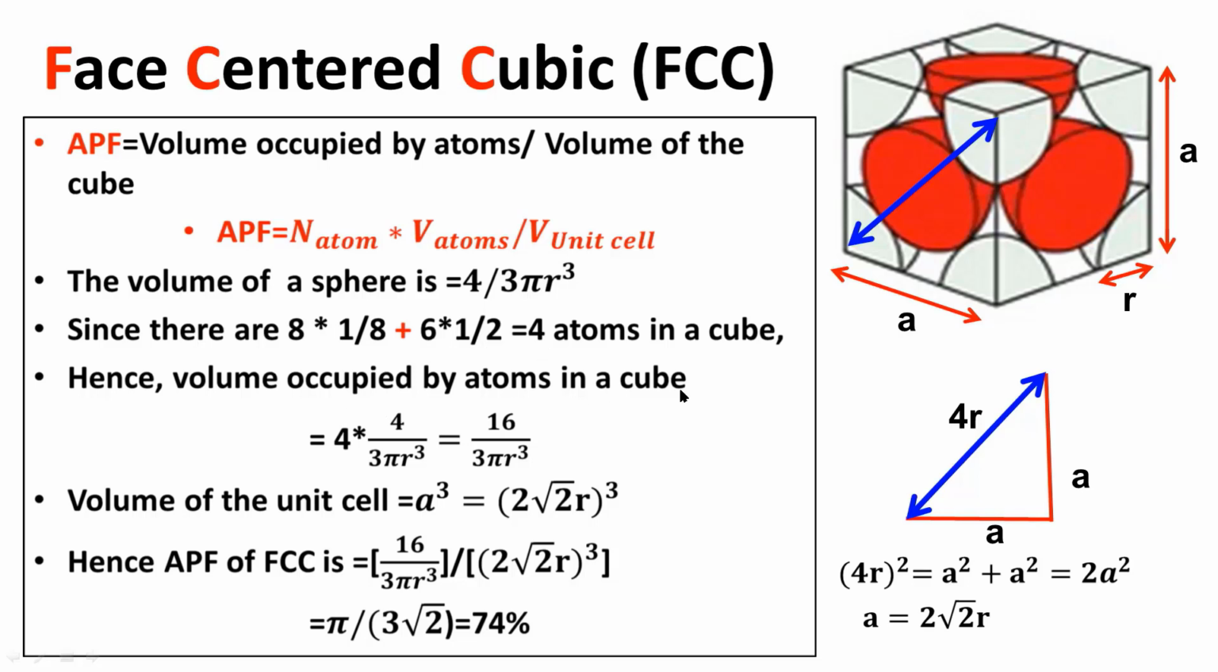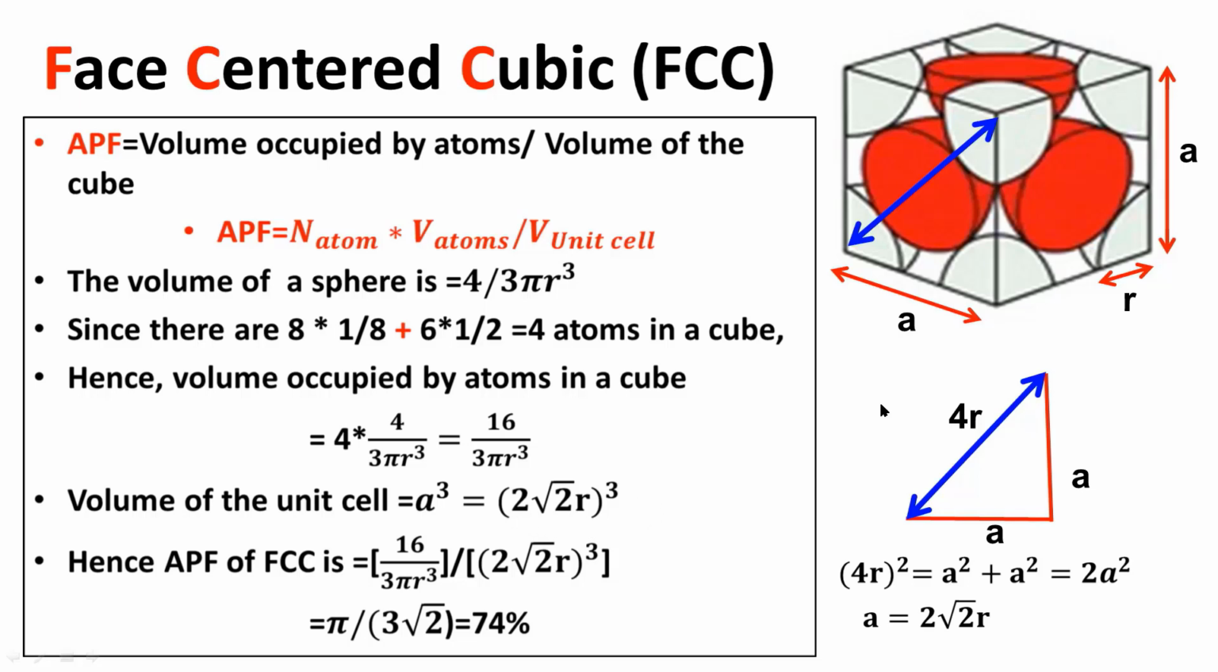Hence volume occupied by atoms in a cube will be 4 into 4 by 3 pi r cube, that comes to 16 by 3 pi r cube. Now volume of the unit cell, as we discussed, will be A cube, and A is computed in terms of R, and that comes to (2 root 2 into R) whole cube.